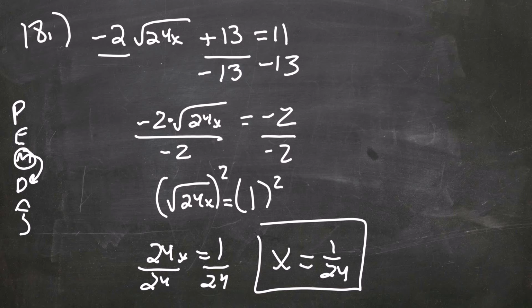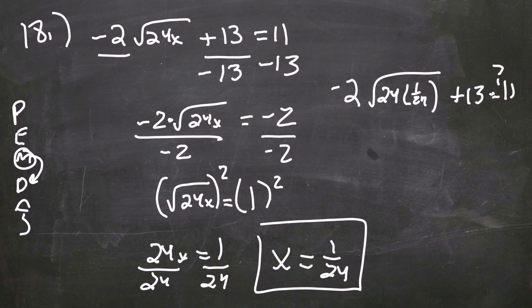Now I got to check my work and see if it works. Negative 2 times the square root of 24 times 1/24 plus 13, does that equal 11? Well, 24 times 1/24 is 1, square root of 1 is 1, negative 2 times 1 is negative 2, plus 13 is 11. That works. So it's a good answer. That's it for 18.